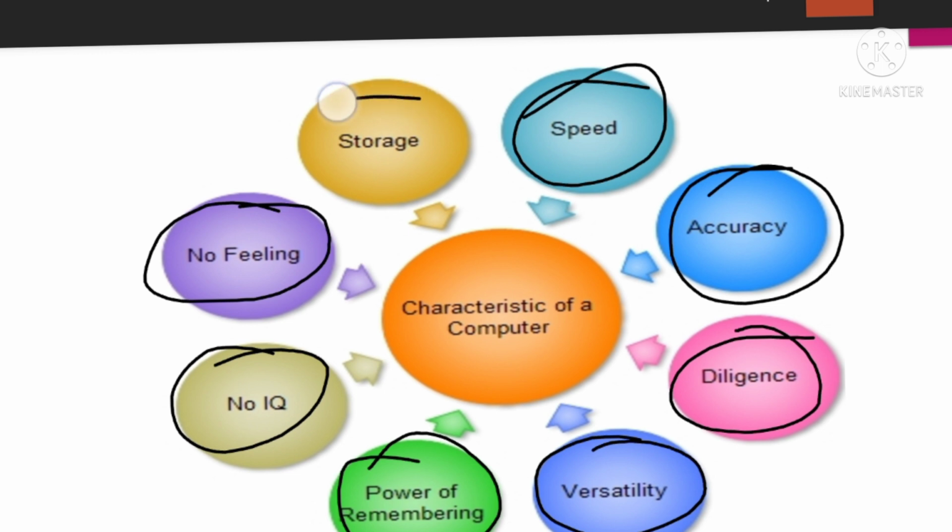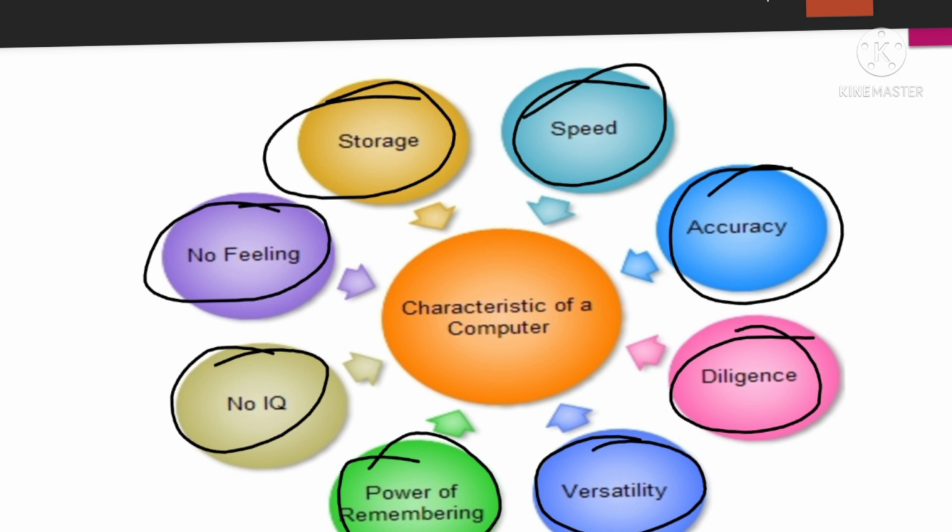So the next one is storage. As the name itself says, storage is a process through which digital data is saved within a data storage device. It's a kind of mechanism that enables a computer to retain the data, either temporarily or permanently. Okay, so that is all about storage.